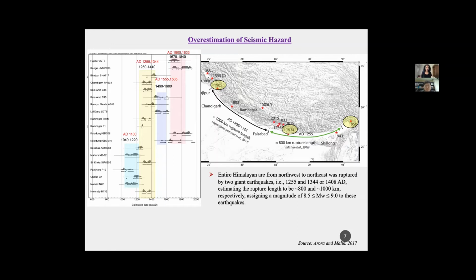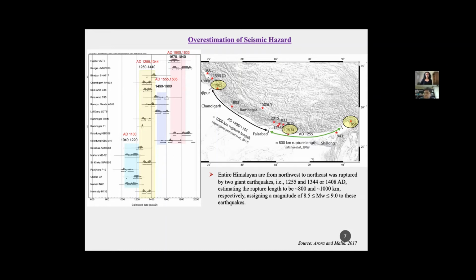technique, we can say that the whole of the Himalaya got ruptured in one giant earthquake. But this was not the real case, because now we know that there are three different earthquakes, one in Northwest Himalaya, one in Central Himalaya, and another in Eastern Himalaya. But because of the limitations in dating technique, which have a resolution of plus minus 30 years, we can overestimate seismic hazard assessment, because in trenches, we are unable to delineate two events which occurred within a time frame of 30 to 40 years.